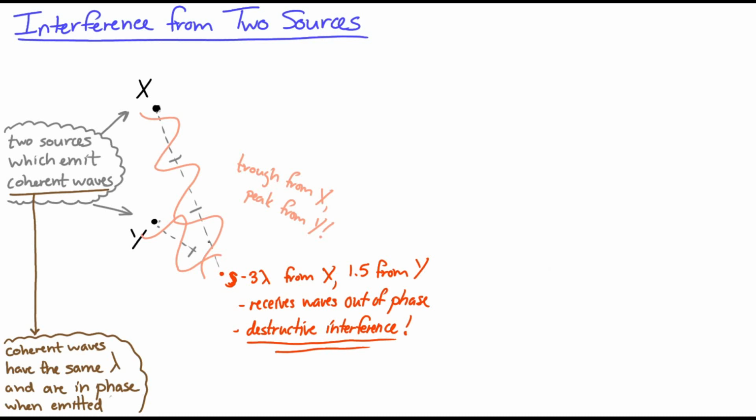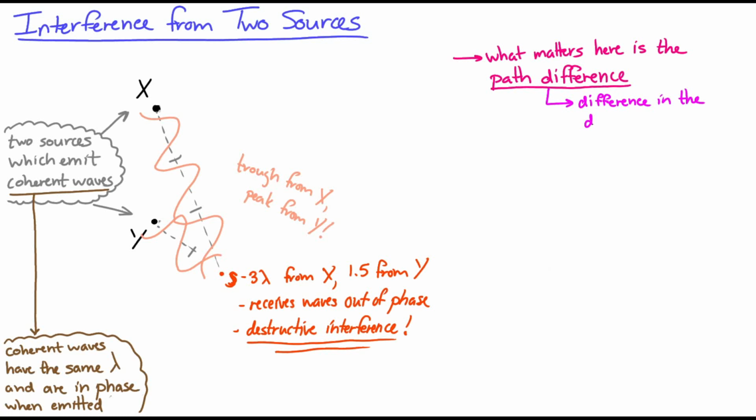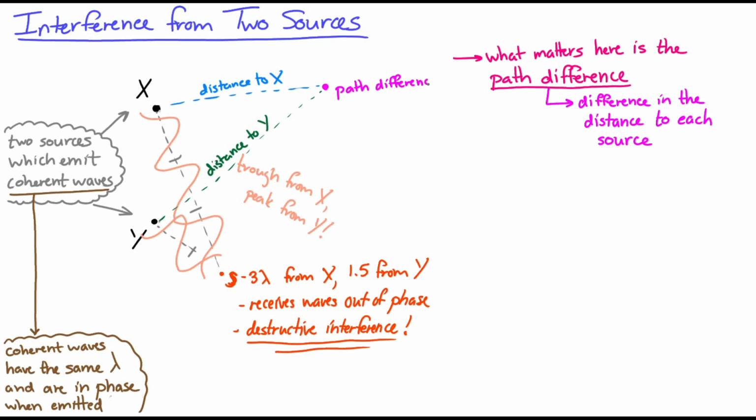So what matters in these situations when we're talking about interference from two coherent sources? What matters is the path difference. If we kept doing this and looking at multiple points, what we would find is that what matters is this path difference, which is literally the difference in the distance between a location and the two different sources. So if I have a point right here, and I think about the distance to this source and the distance to that source, the path difference is just the difference in the distance to those two sources.